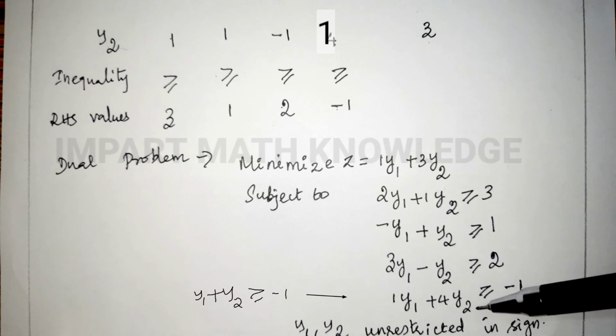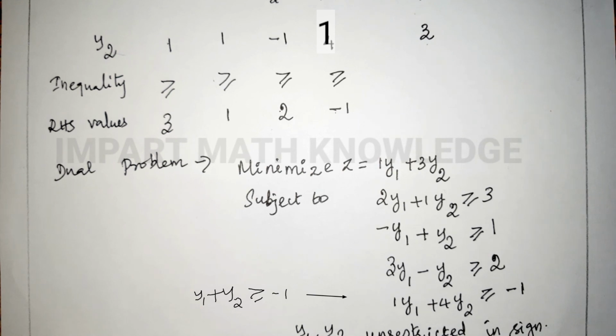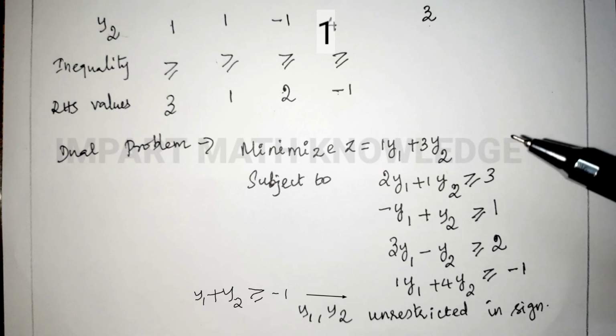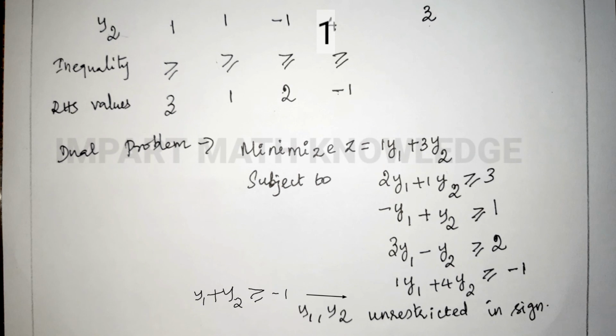Okay, in the first problem, I discussed maximization problem with the less than inequality. The second problem, minimization with greater than inequality. The third, maximization problem with mixed condition. And the fourth problem is maximization with equality form. I clearly explained how to convert primal problem to dual problem for all the cases.